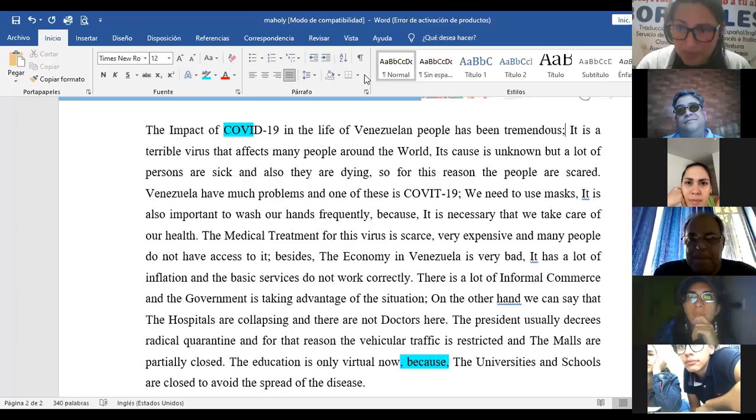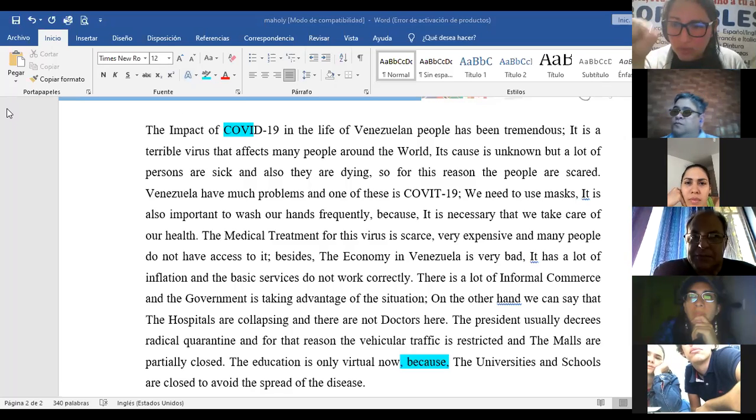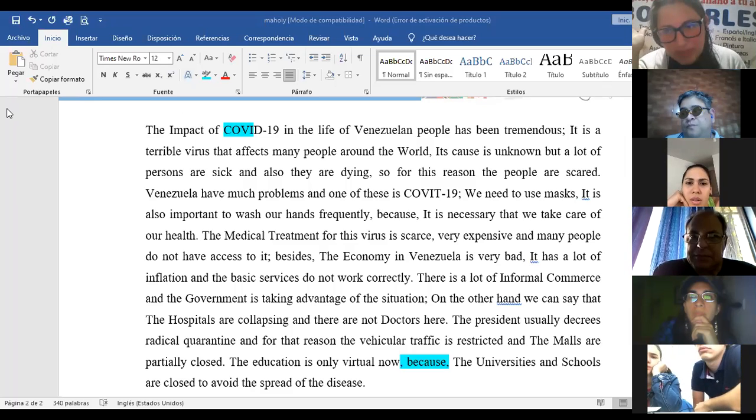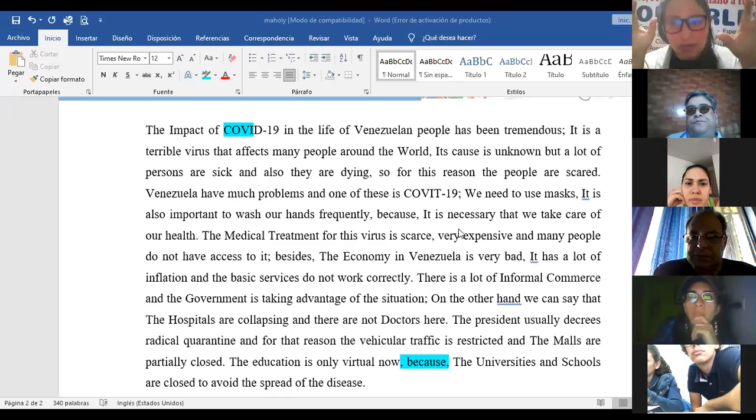Y eso me lo decía mi profesora de escritura también en la universidad. Recuerde, en inglés sea muy conciso. No se ponga a utilizar muchos signos de puntuación porque se va a enredar. Es mejor escribir una oración y terminar con un punto y comenzar otra. ¿Ok? En español uno se puede desplegar tanto como uno quiera, pero en inglés es muy específico. Comenzar, terminar con un punto. Comenzar otra, terminar con un punto. Utilizar las comas como debe ser, ¿ok?